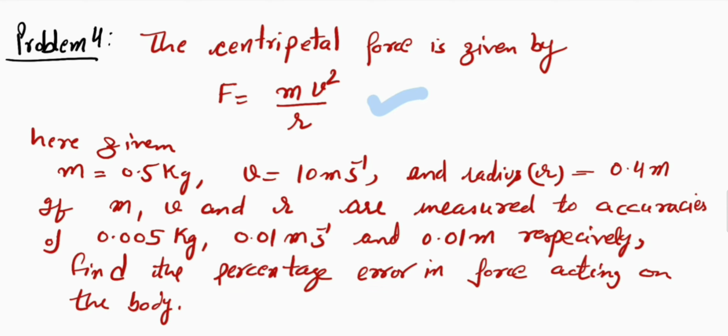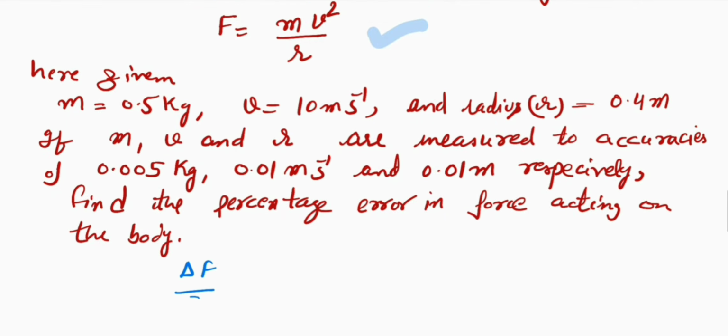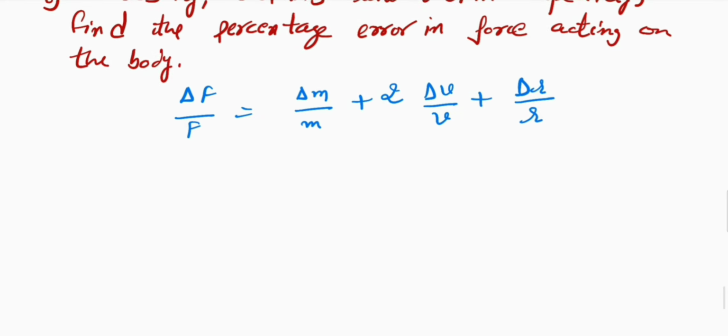So we have to find out the percentage error in the force. Here the formula is F is equal to mv square upon r. So it means the relative error in this force F is given by, we'll use the formula directly: delta F upon F is equal to delta M upon M, plus, according to the formula this 2 will come here, 2 delta V upon V, plus delta R upon R. This is the relative error in force. Now we'll find out the relative error in mass, in velocity and in radius. Everything is given, we just have to put in all the values.